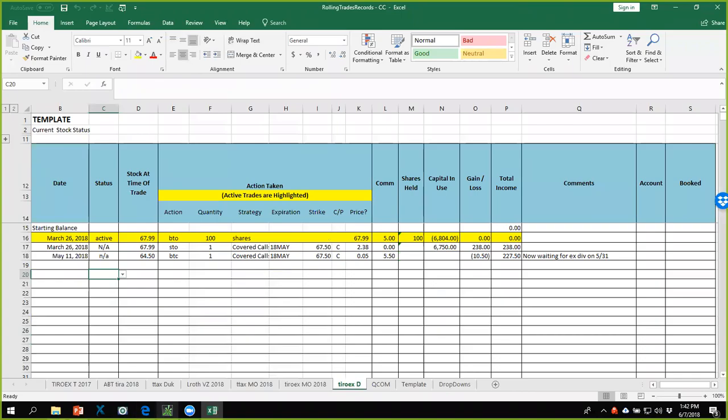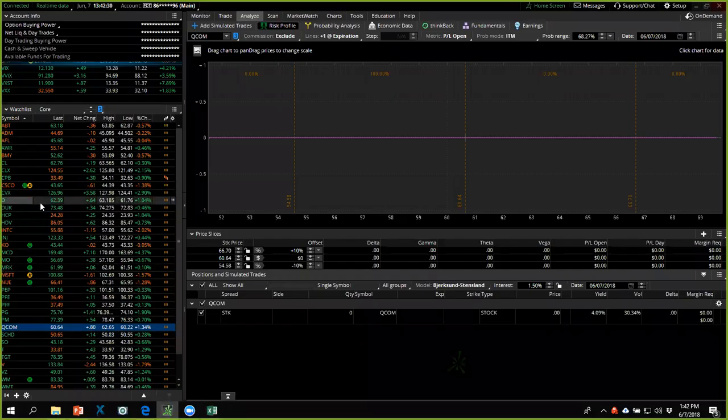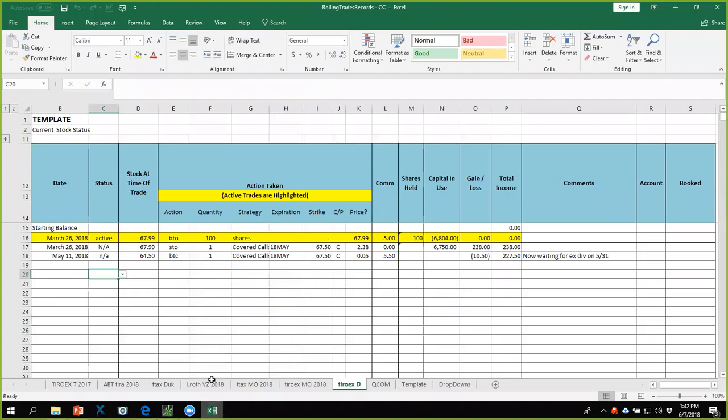Dominion, I don't know. I haven't even looked at Dominion. Let's see. They are at 62.39. Strikes are at 67.50. These are covered calls, and so. Oh, those. I'm sorry, these are done. Here's my note to myself. Now waiting for X dividend on 5/31, and then I intend to do it again. So that has now happened. I need to come in here and add the dividend into this to track it, and then I can go sell more covered calls. I'll try to take a look at that tomorrow.